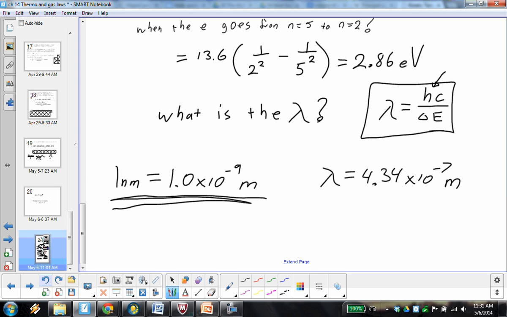We are going to have a value of, I would say, 434 nanometers. It's the same thing as 434 times 10 to the negative 9th. So it is 434 nanometers. That is typically going to be the way it's asked. It's going to ask you in nanometers, so you should make that conversion.